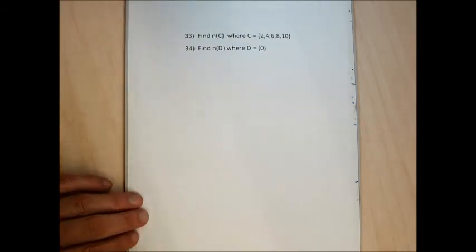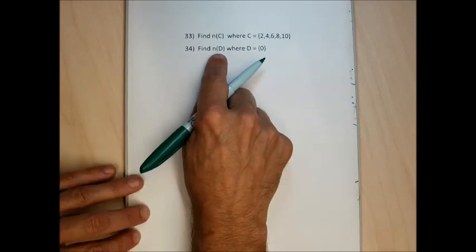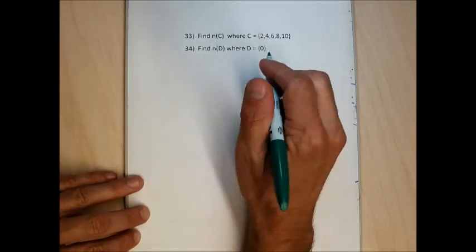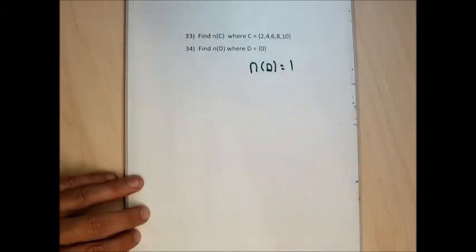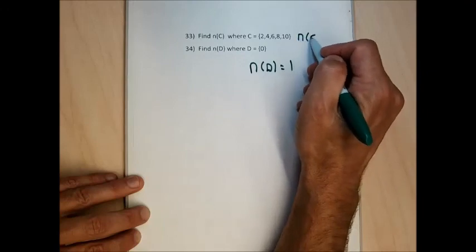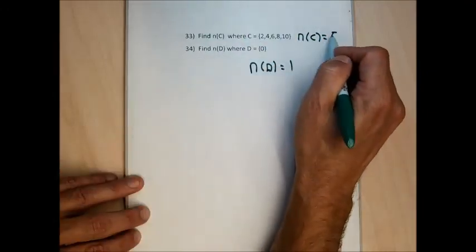And then for my 34, the number of elements in set D, where D is a set that contains the number 0, is 1, because there's 1 element in that set. For your problem 33, the number of elements in set C, you can pause the video if you don't want me to ruin the answer for you, is going to be 5.